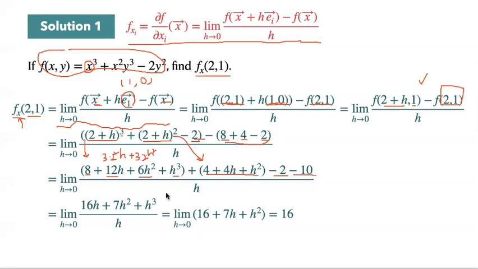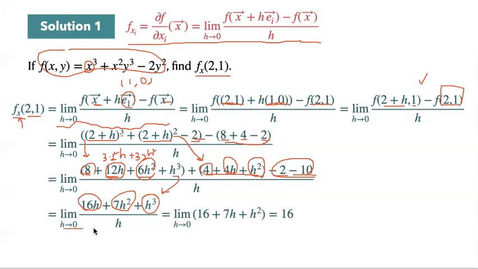So there is only one term with degree 3, h cubed. And there are two terms, 6h squared and plus h squared, so there are 7h squared. And there are 12h and 4h, so here is 16h. And you can see that there is plus 8, plus 4, and negative 12, so they cancel out.